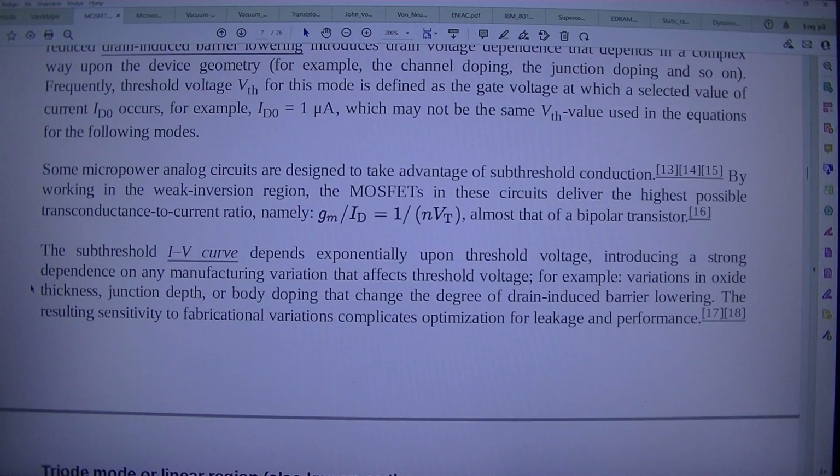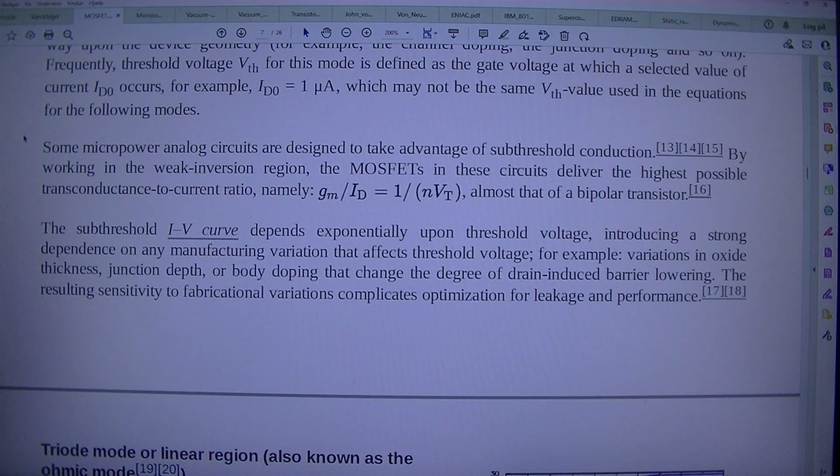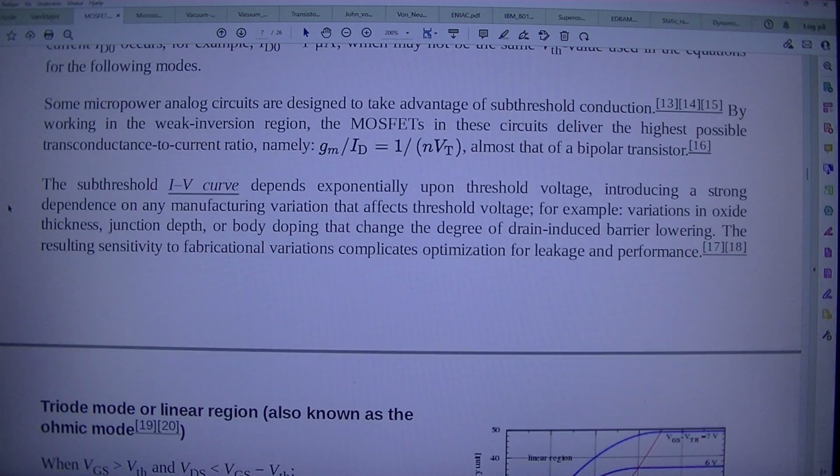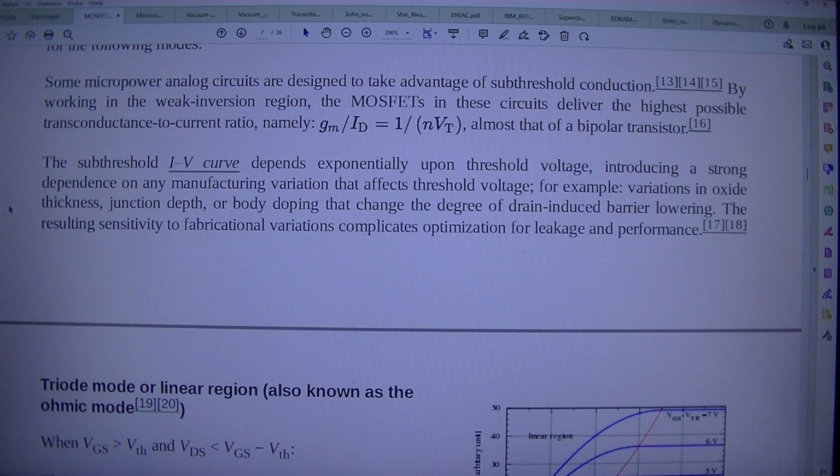Frequently, threshold voltage VTH for this mode is defined as the gate voltage at which a selected value of current ID0 occurs, for example, ID0 equals 1 microamp, which may not be the same VTH value used in the equations for the following modes. Some micropower analog circuits are designed to take advantage of subthreshold conduction. By working in the weak inversion region, the MOSFETs in these circuits deliver the highest possible transconductance to current ratio, namely, almost that of a bipolar transistor.